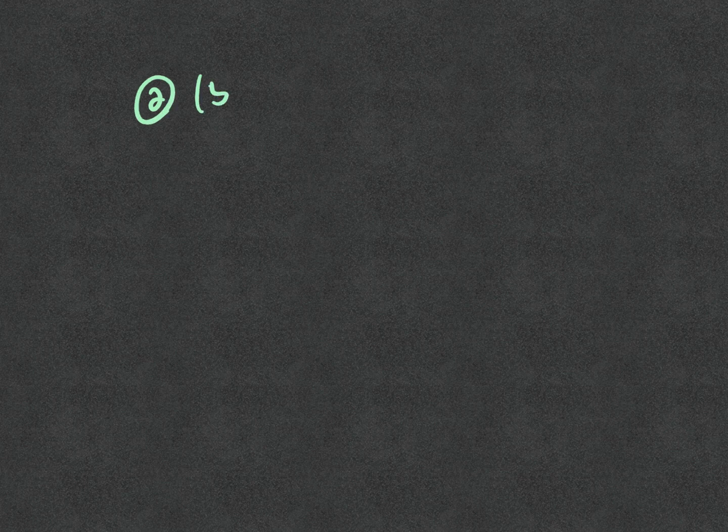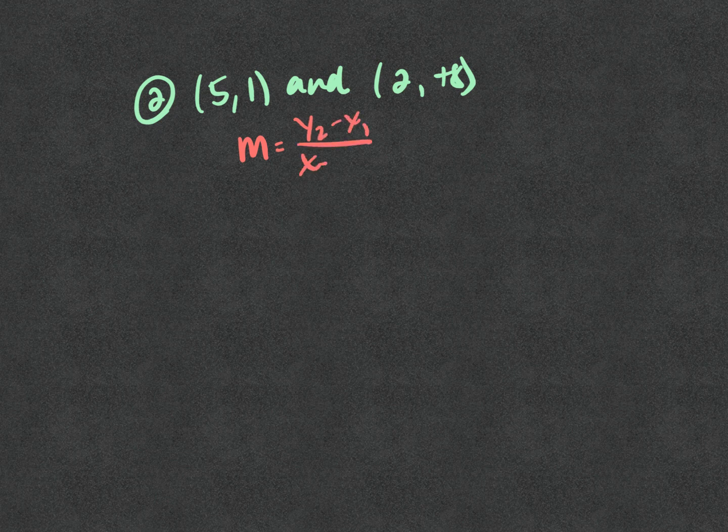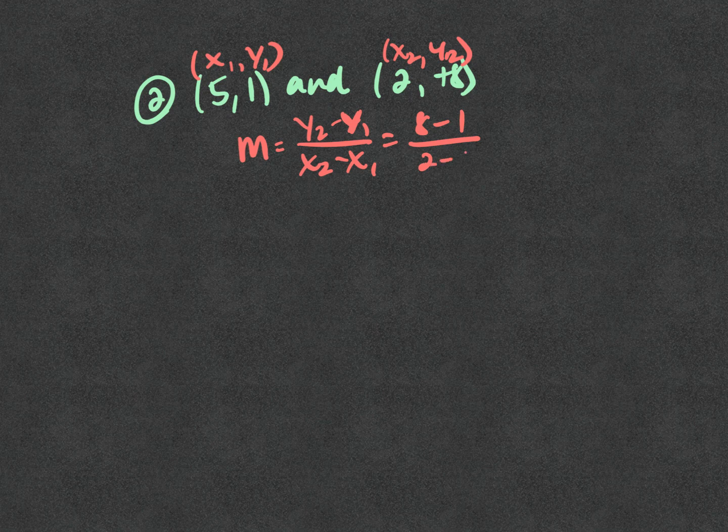Number 2, let's go through the points 5, 1 and 2, let's call it a positive 8. So we don't have a given slope, but we need one. So we're going to start with m equals y2 minus y1 over x2 minus x1. Make sure your y's look like y's and your x's look like x's. So this is x1, y1, and this point is x2, y2. All right, so y2 is 8 minus y1 of 1 over x2 is 2 minus x1 of 5. So we have 7 over negative 3.